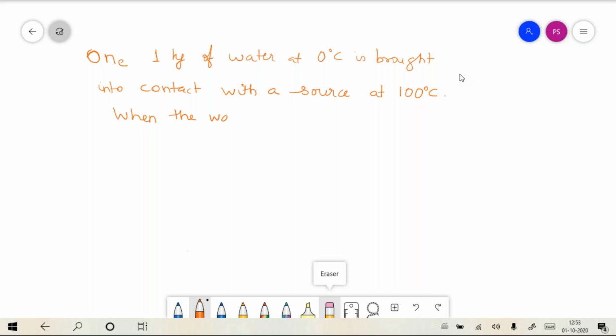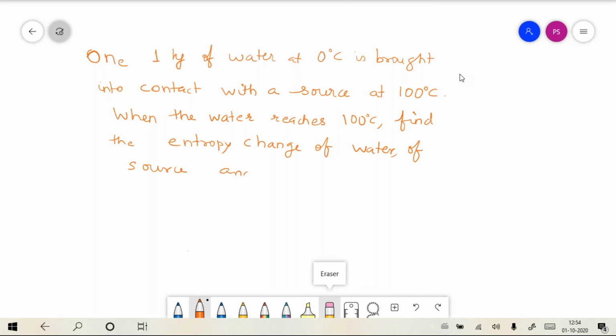When the water reaches 100 degrees centigrade, estimate or find the entropy change of water, of source, and of the universe. Based on the concepts which we discussed in the last lecture, try to solve this. I will be discussing it shortly.